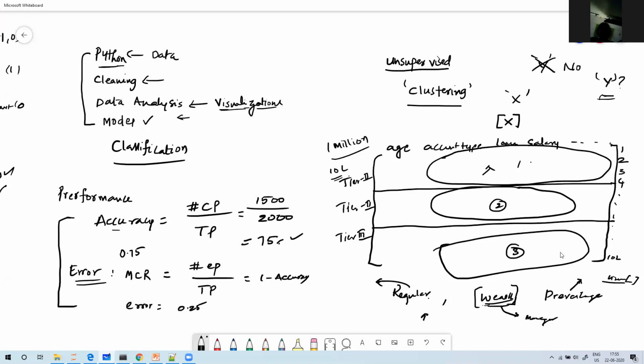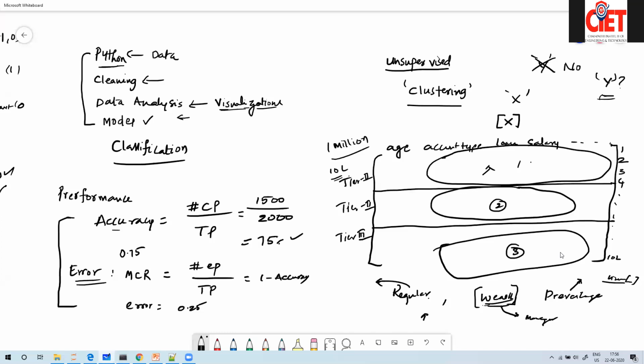Now, they might have 1 million observations, they might have 1,000, or they might have 100 million observations. Doesn't really matter. Based on the similarity of their behavior, we are trying to arrange them into some groups. Within the group, all the customers exhibit similar characteristics. So that's why we are grouping them together.